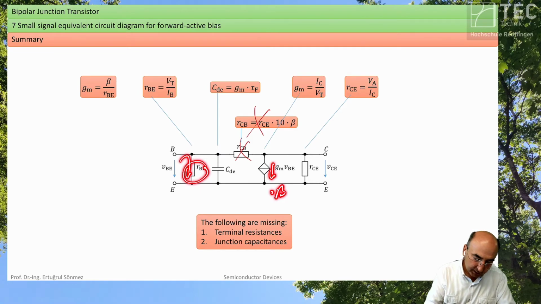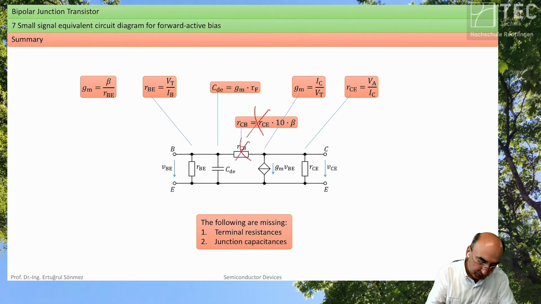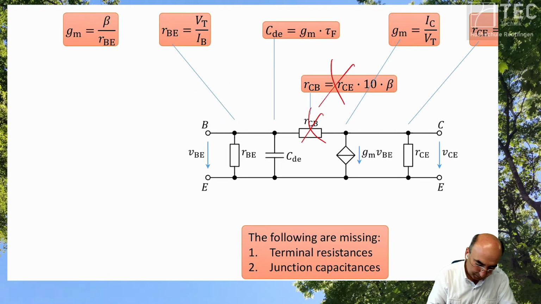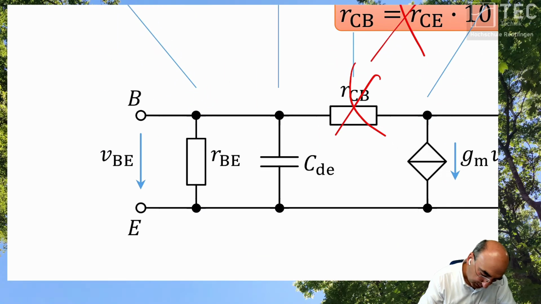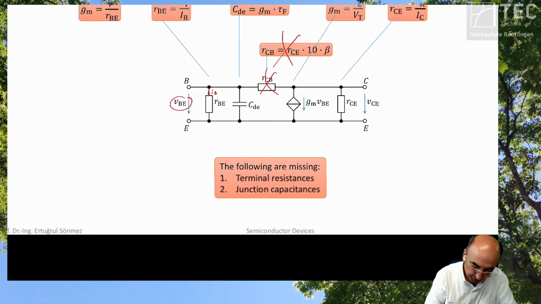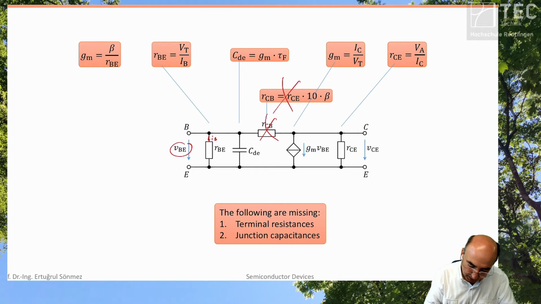So you can transfer IB VBE. So you can say this current is not only Gm times VBE. You can say, so what is IB? IB is VBE divided by RBE.